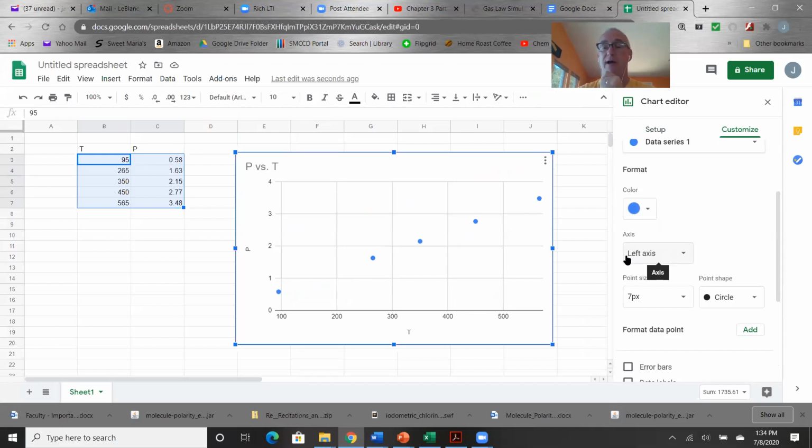Make sure you do a scatter plot because it's important to see all the data points, because everyone's data points are going to be different. So it's important that you want to see the data points. Okay.